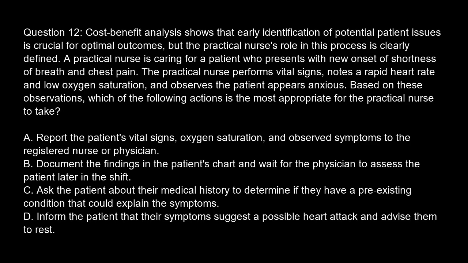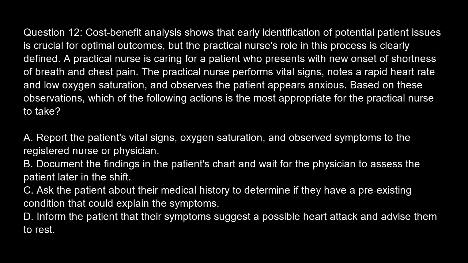Question 12. Cost-benefit analysis shows that early identification of potential patient issues is crucial for optimal outcomes, but the practical nurse's role in this process is clearly defined. A practical nurse is caring for a patient who presents with new onset of shortness of breath and chest pain. The practical nurse performs vital signs, notes a rapid heart rate and low oxygen saturation, and observes the patient appears anxious. Based on these observations, which of the following actions is the most appropriate for the practical nurse to take?